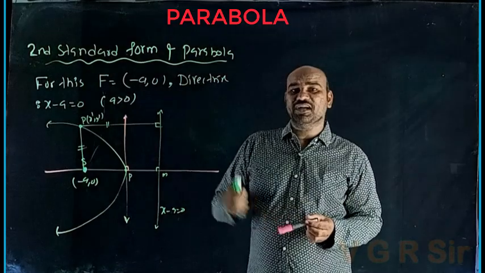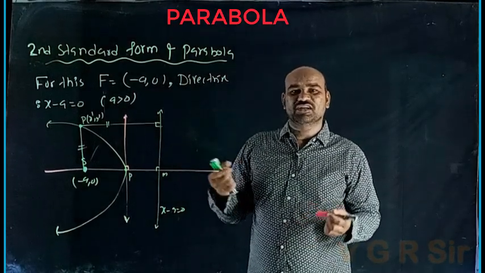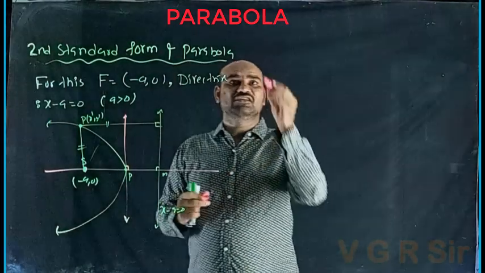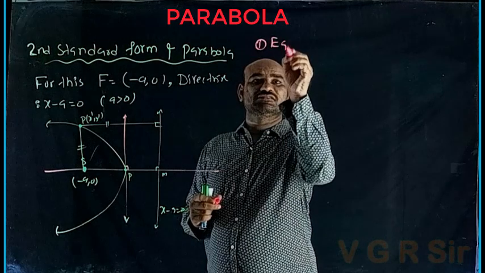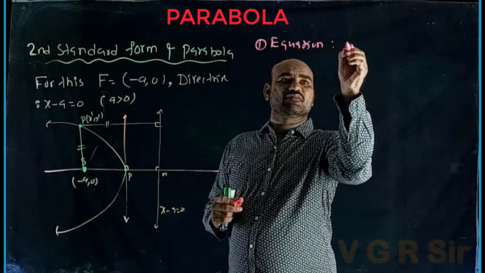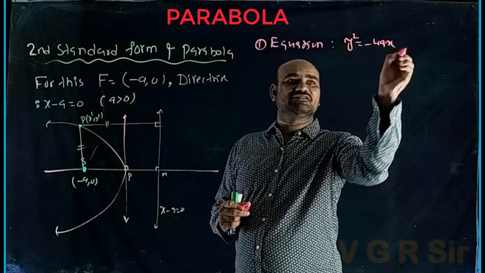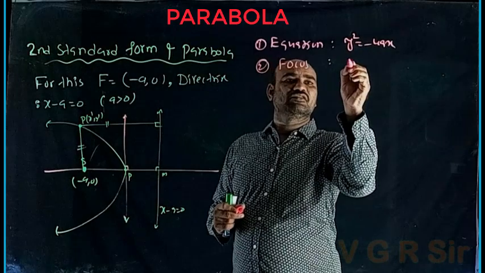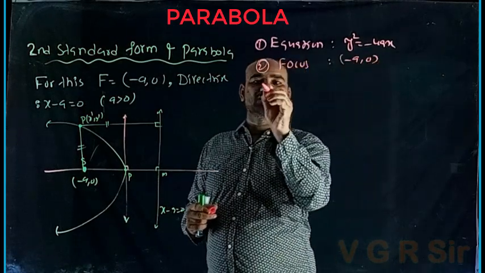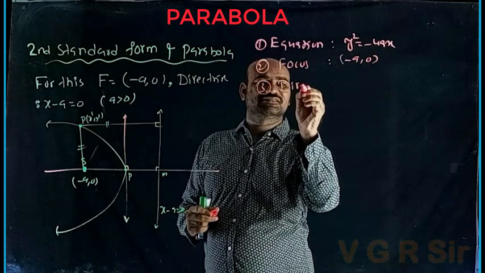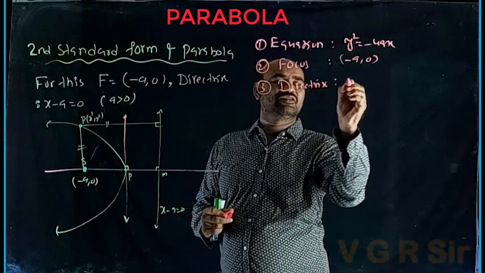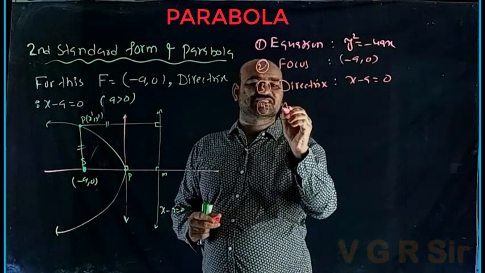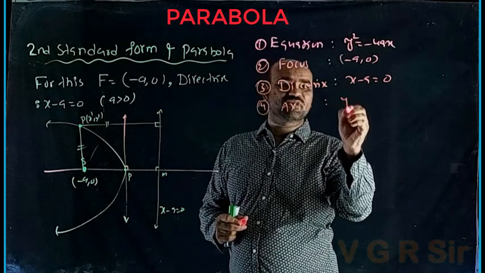Okay students, now you want to write all for this parabola. All means what is the vertex, what is the axis, what is the latus rectum, what is the equation of latus rectum, and everything. So one equation: y square equal to minus 4ax. Focus: minus a comma 0. Directrix: x minus a equal to 0. Axis: same, x-axis or small y equal to 0.